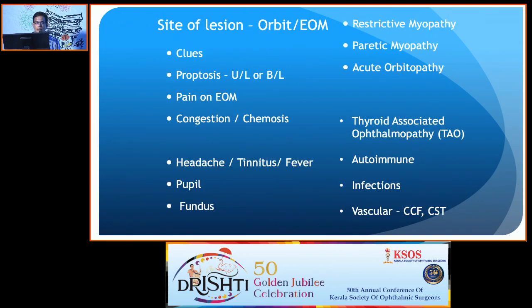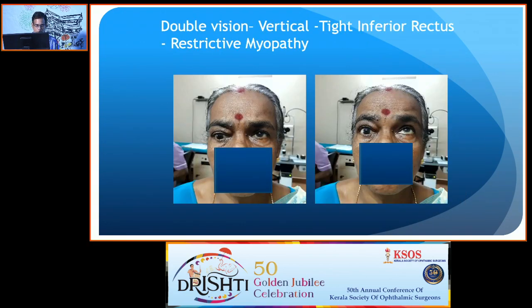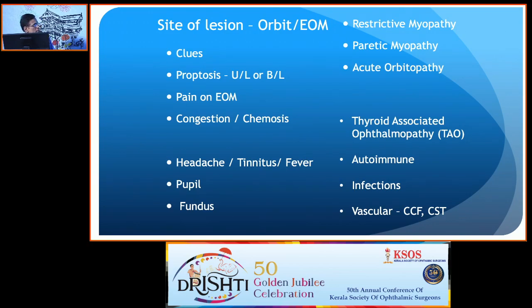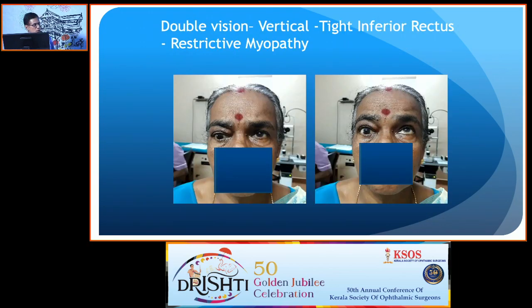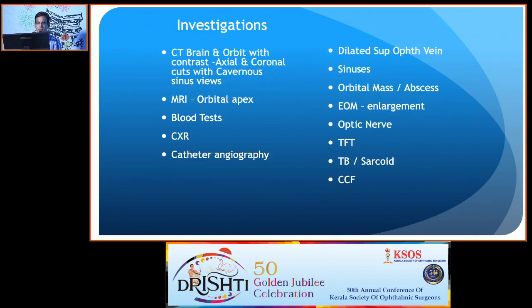Going into orbital lesions. So you can have restrictive paretic myopathy. I'll just show you a few examples. So this lady, you can see there's some fullness here, no obvious proptosis, but you can see the eye is down, and asking her to look up. So this is a tight inferior rectus causing the double vision. And of course, imaging, I won't go into that for lack of time.